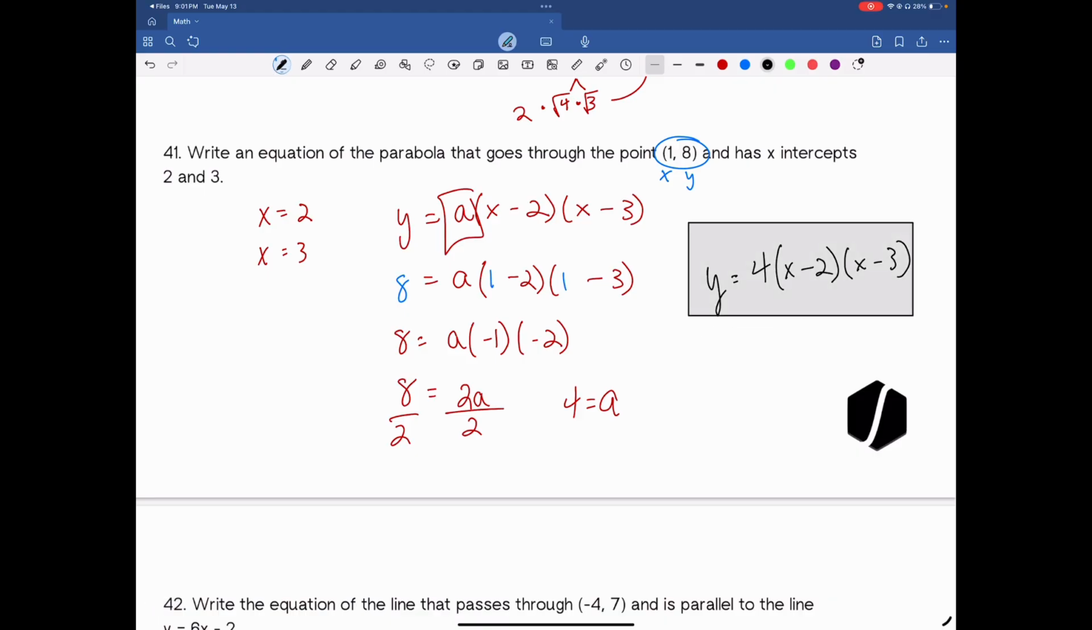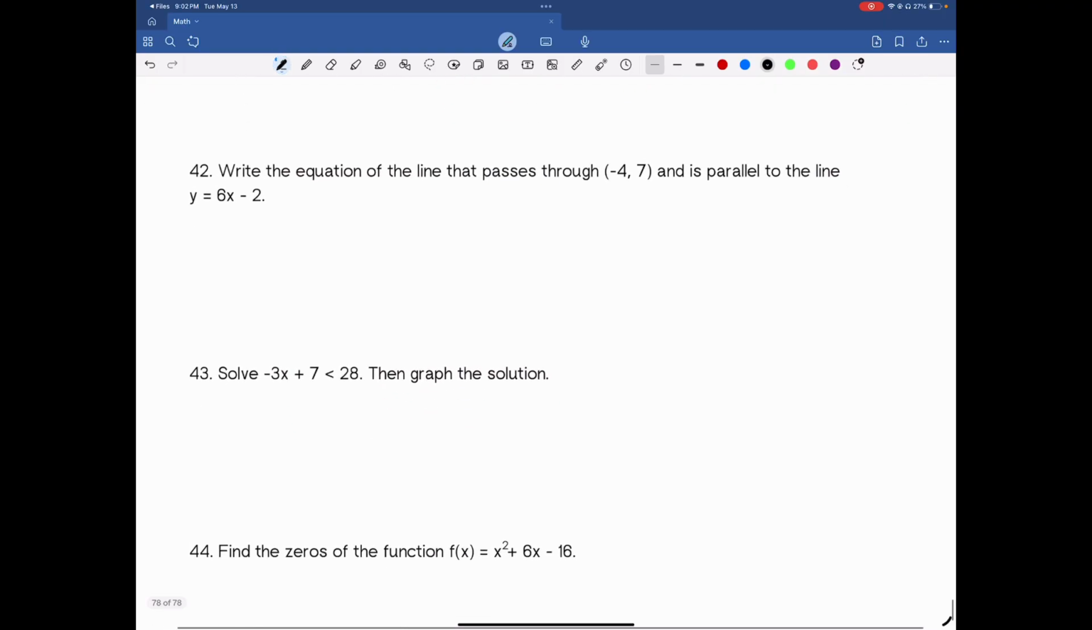Cool. So remember, you've got multiple equations of parabolas. You've got ax squared plus bx plus c. You've got a(x minus h) squared plus k. You've got a(x minus p)(x minus q). That's for your x-intercepts. So depending on what they give you, you'd have to use one of those equations.